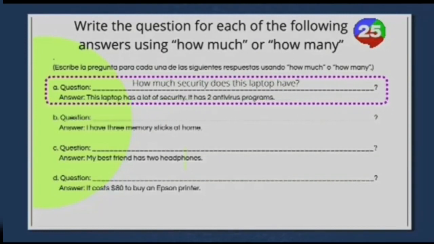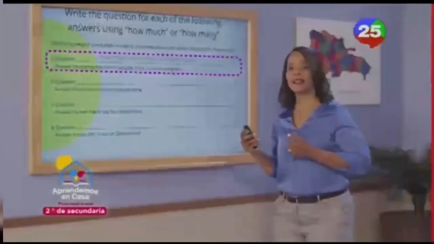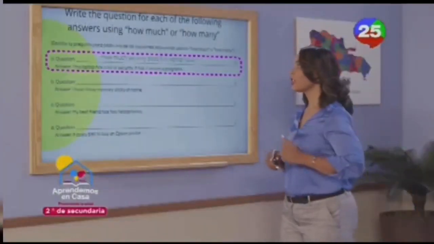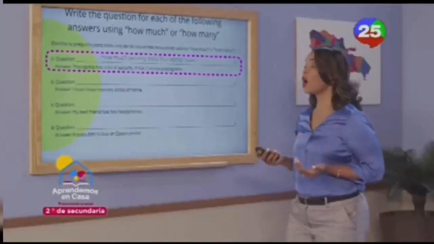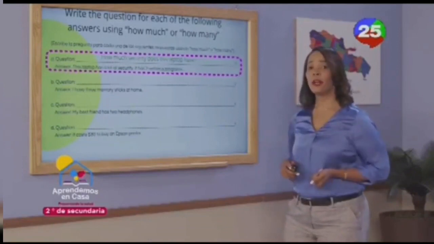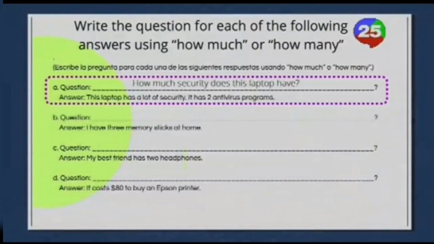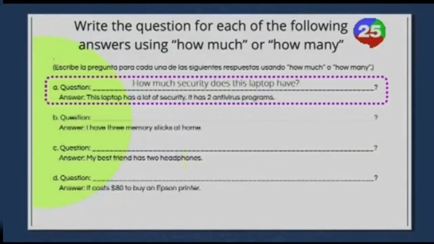Entonces tú puedes ver cómo la pregunta se adecua a la respuesta. How much security does this laptop have? ¿Cuánta seguridad tiene esta computadora? This laptop has, esta computadora tiene, a lot of security, mucha seguridad.